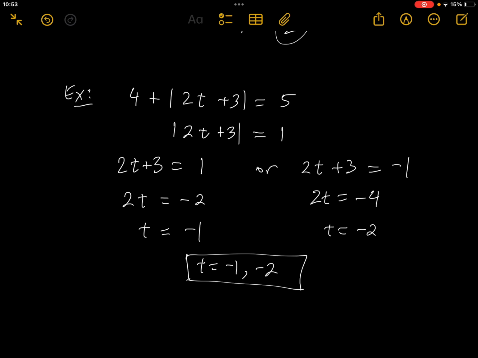Okay, so that's absolute value equalities: equations involving absolute value and how to solve for the variable.